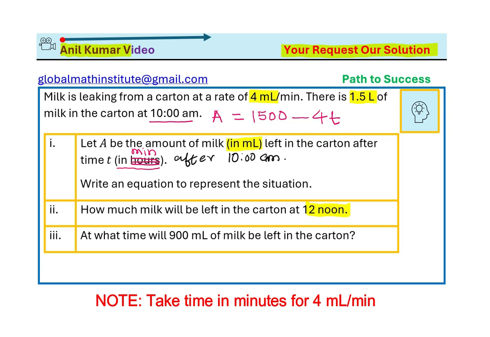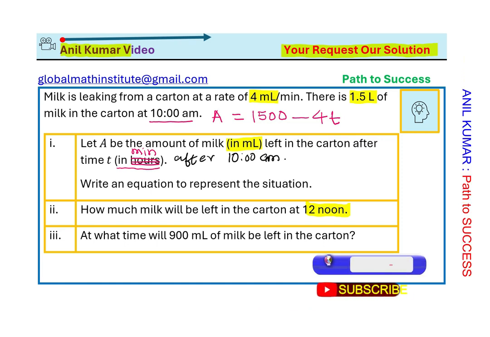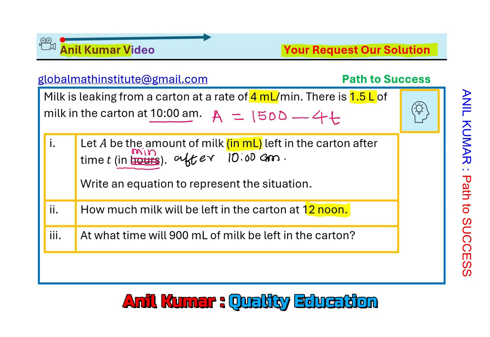Do you see that? Otherwise, I'll have to change 4 milliliter per minute into hours. That is to say, I'll multiply 4 with 60, right? And then we will get 240 milliliters per hour. You get the whole idea. We could have done that also. Perfect. But at present, we'll go with time in minutes. Okay. And that becomes our equation, right? So this is the equation which tells us how much amount of milk will be left as the time goes by.